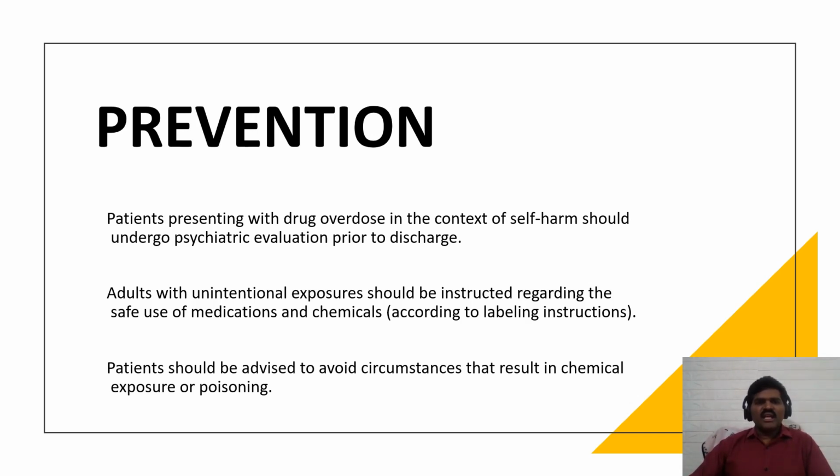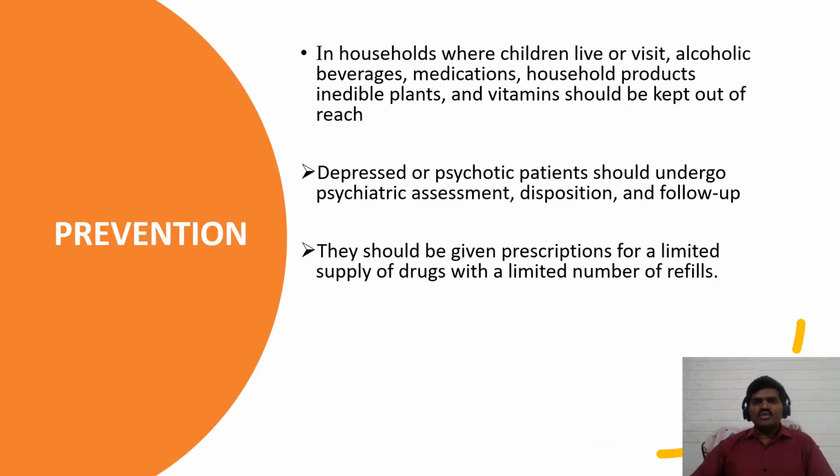Adults with unintentional or accidental exposures should be instructed regarding safe use of medications and chemicals according to the labeling instructions, and should be advised to avoid circumstances that result in chemical exposure or poisoning. In households where children live or visit, alcoholic beverages, medications, household products, inedible plants, and vitamins should be kept out of reach. Depressed or psychotic patients should undergo psychiatric assessment, disposition, and follow-up. They should be given prescriptions for a limited supply of drugs with a limited number of refills.